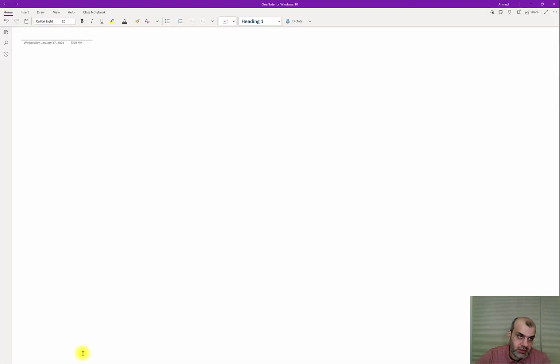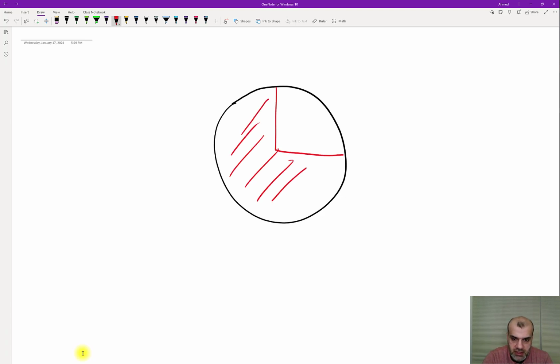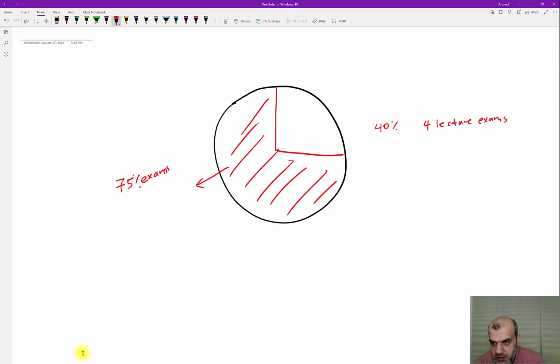Collectively, of course, they are 100% of your grade, but out of this 100%, 75% of the grade comes from the exams. For those exams, we will have 4 lecture exams, which are worth 40%. You will have 2 lab exams, which are 20%. And we will have 1 final, which is 15%.